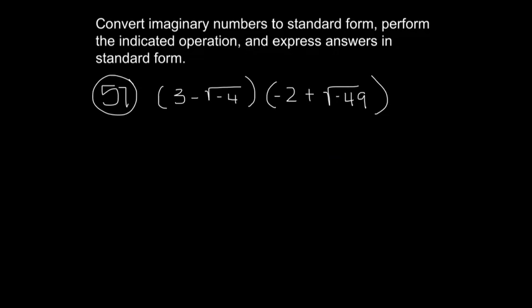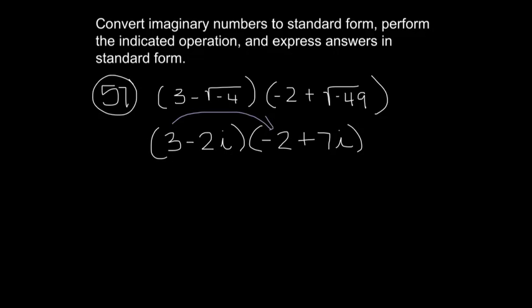Finally, same idea. If I rewrite this, I have 3 minus, the square root of 4 is 2, so the square root of negative 4 is 2i. And I'm multiplying that by negative 2 plus the square root of positive 49 is 7, so the square root of negative 49 is 7i. I'm multiplying, so I need to distribute. I'll distribute the 3 to each term inside the second set of parentheses. 3 times negative 2 is negative 6, and 3 times 7i is plus 21i.